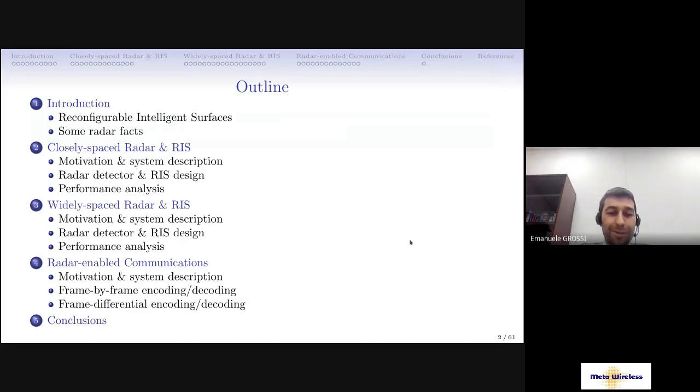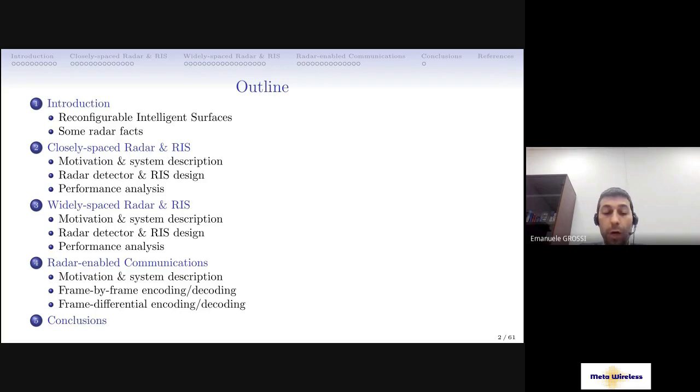This is not really so brief an outline of the seminar. Specifically, we will start by recalling the basic facts about RIS and radars. Then we will show the benefits that RIS can provide in radar systems, both in the case that the RIS is placed in close proximity of the radar, in which situation the RIS elaborates the radar signal to help the radar function, and also in the case where they are widely separated.